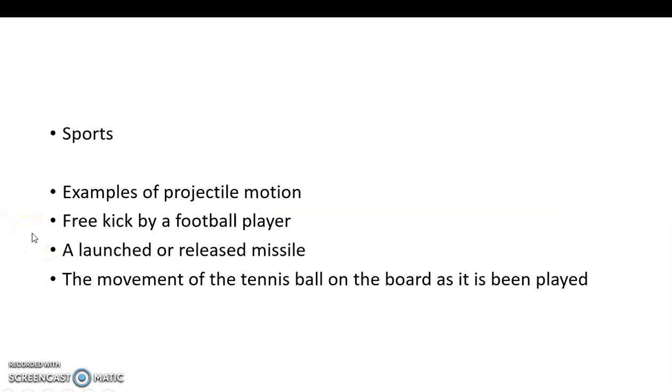Thank God we're in the 21st century and nobody's going to fire an arrow through my lungs. Projectiles can also be used for sports. Examples of projectile motion: a free kick by a football player, e.g. Neymar, Ronaldinho, Lionel Messi; a launched or released missile; the movement of the tennis ball on the board as it is being played.